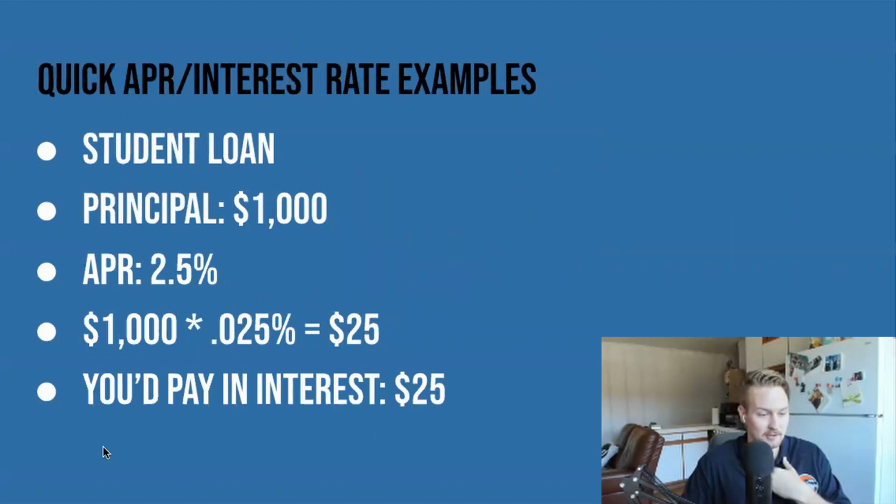And I'm a man of practicality here. So let's see some real deal numbers. Let's see how APR actually affects our debt. Let's say you have a student loan of $1,000. And principal just means the original amount, that starting amount that you wanted. So your principal is $1,000.